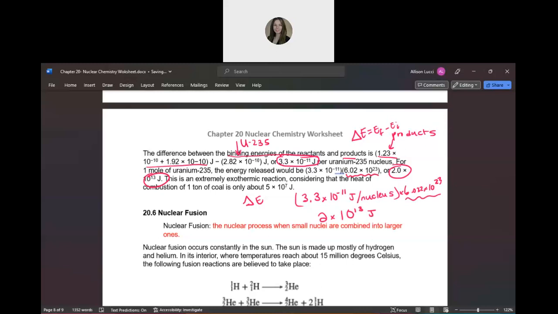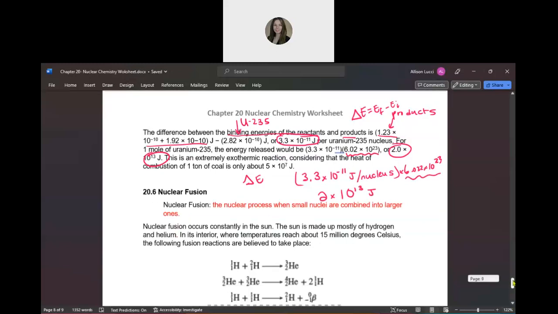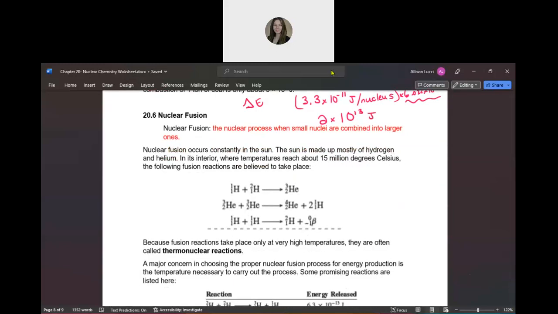So that is everything for the section on nuclear fission. Next time we will have a brief conversation about nuclear fusion.